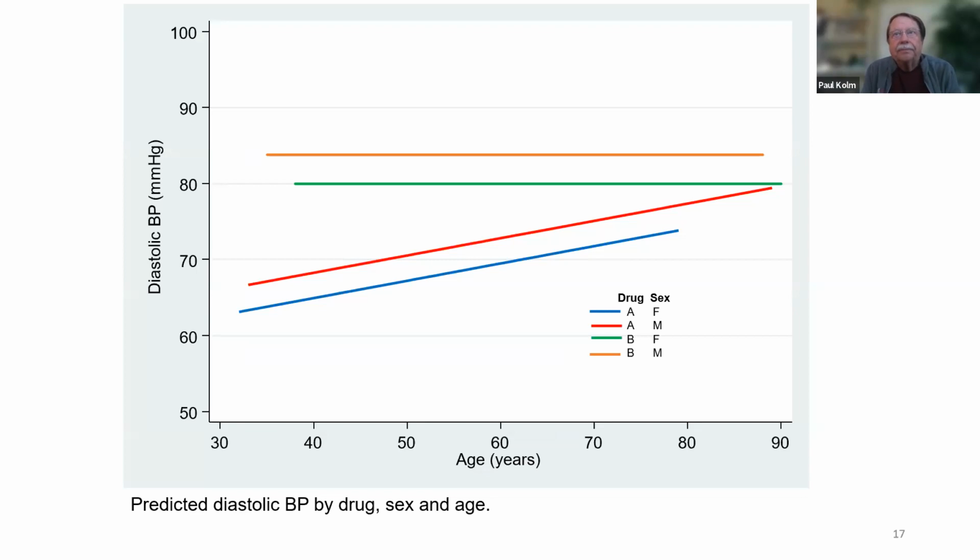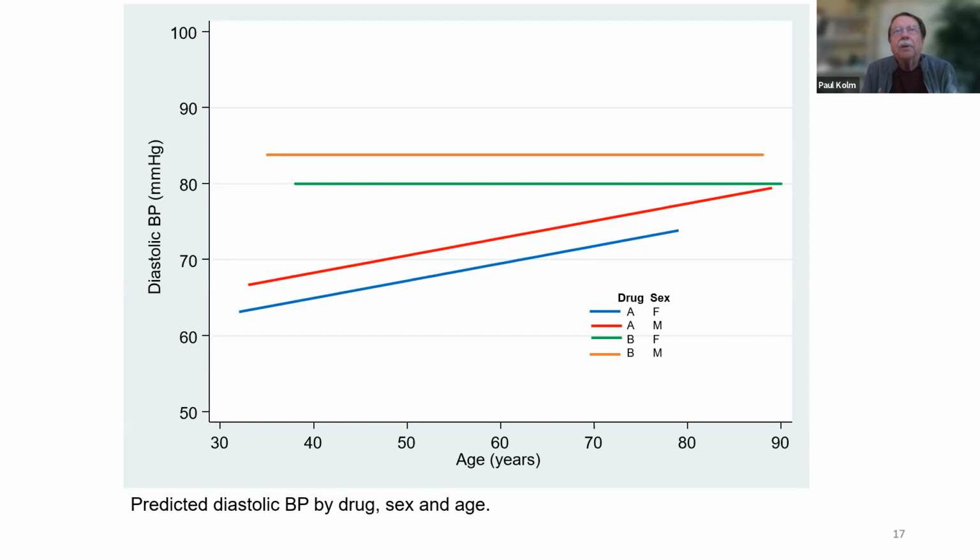for females, they have an increasing blood pressure, or the blood pressure is increasing with age for drug A, but for drug B, it's the same across all age levels, but it's quite a bit higher for drug B. And for males, you get the same sort of pattern there, that for drug A, blood pressure also increases with increasing age, but males are at a higher level than females.